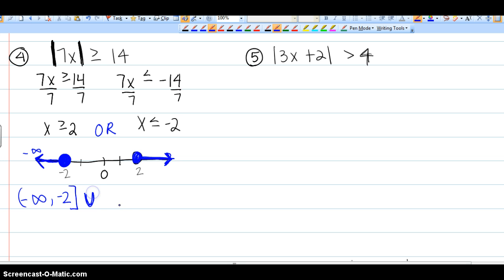union with 2 again because it's a bracket. We'll start with 2 and it'll go positive forever, so that'll be infinity. And when we do infinities, it's always parentheses because you can never get to infinity.